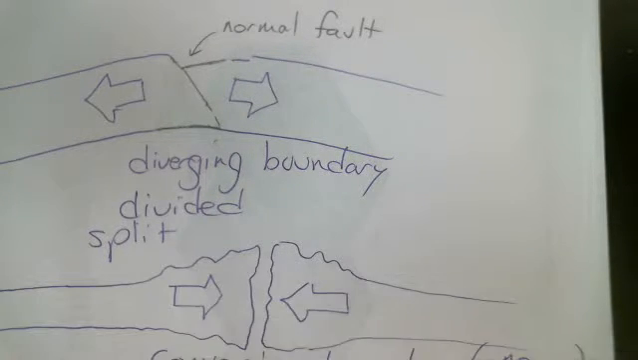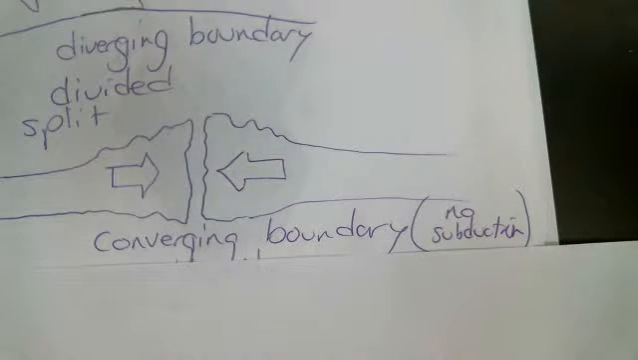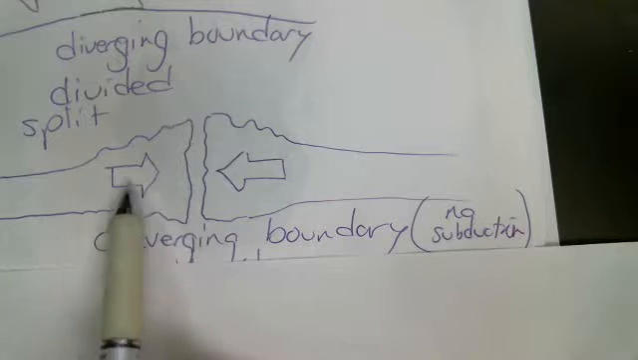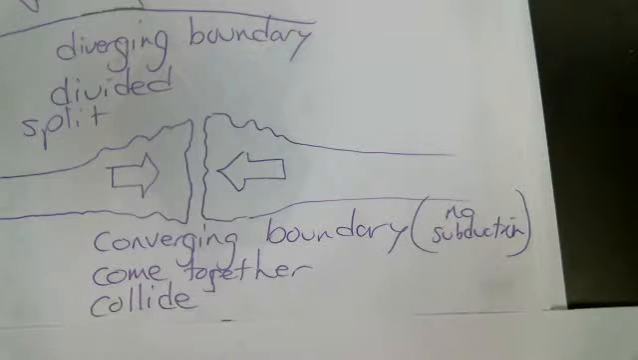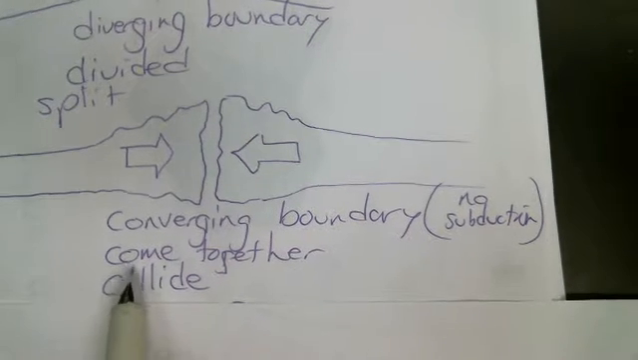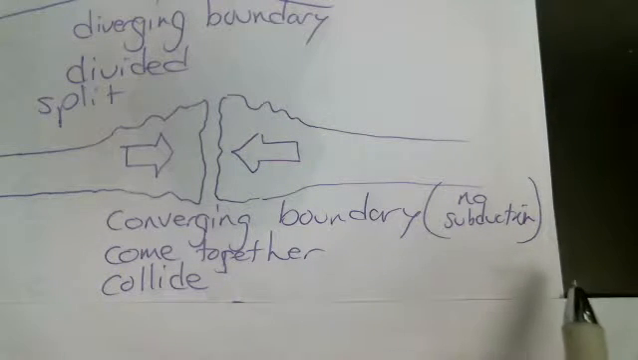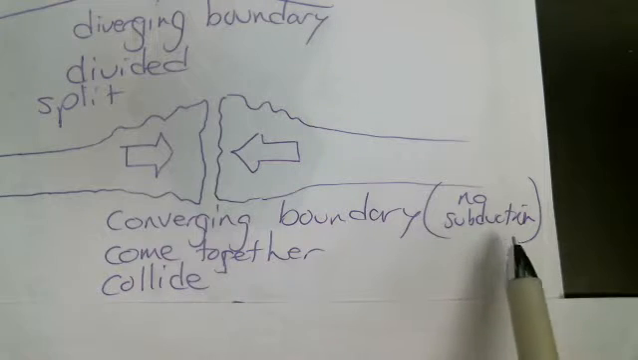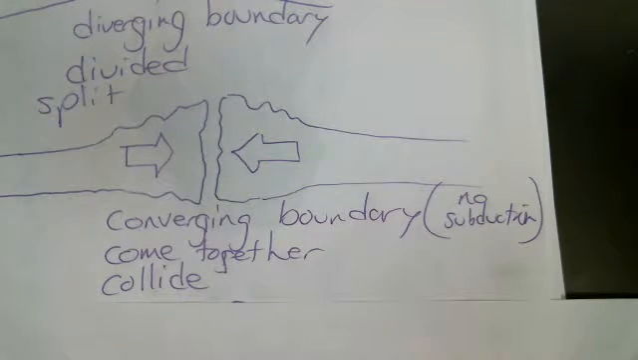The next kind is a converging boundary with no subduction. Converging boundary, that's when the forces are coming together, pushing together. They are colliding. We have all of these CO words: converging, come together, collide. This is without subduction. And mountains are made when these continents slam together.